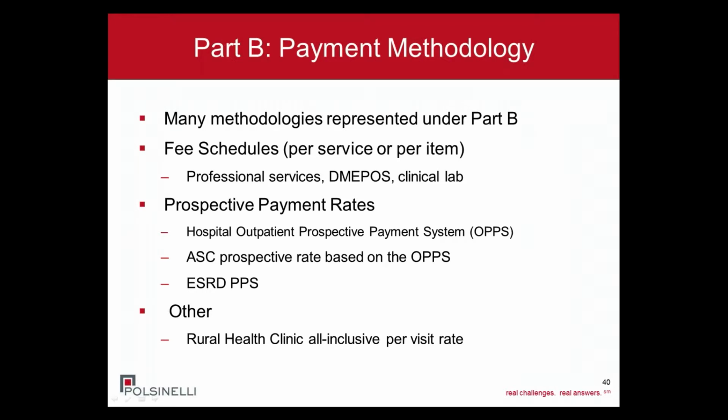But Part B also includes prospective payment methods for hospital outpatient services, for ASCs, and for dialysis providers. And they also incorporate different cost-based methodologies. So for rural health clinics, for example, their all-inclusive per visit rate is a cost-based methodology. So it's really all over the map and depends very much on the type of service and the type of provider.